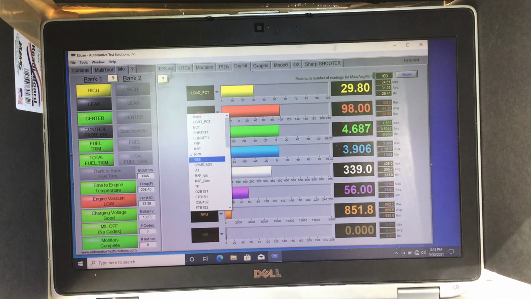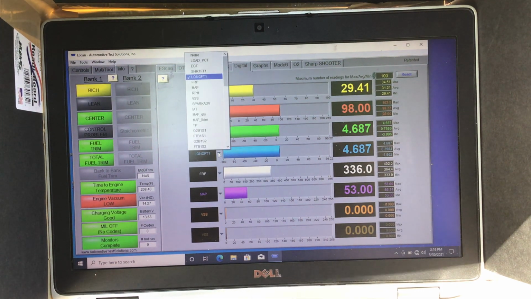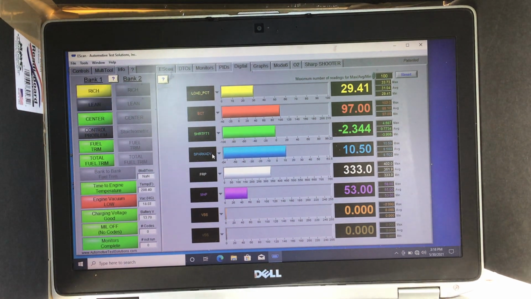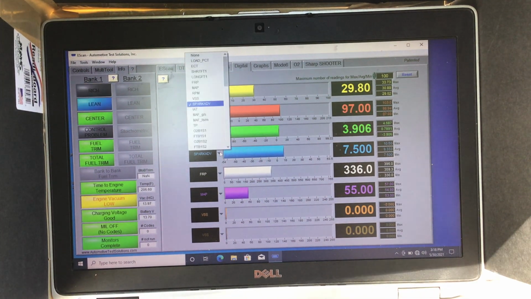Let's see that. Vehicle speed. No, that's the moot one. We don't want to look at that. How about spark advance? Okay, spark advance. We're looking at about 10 degrees before top dead center, and that's fluctuated. It always hunts. It finds a sweet spot. Let's go to the next one.